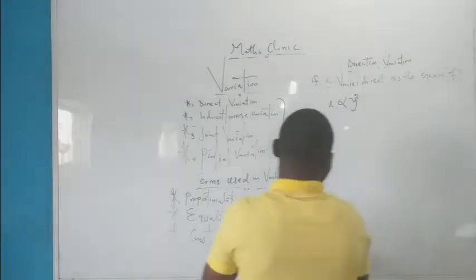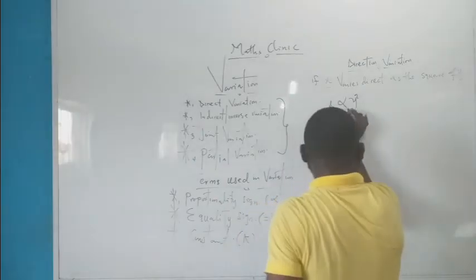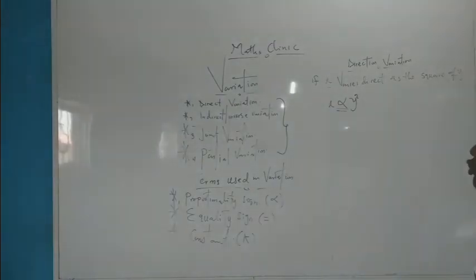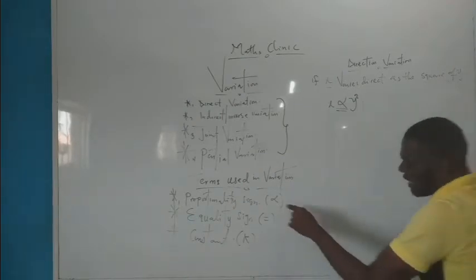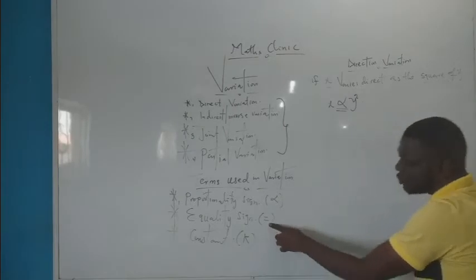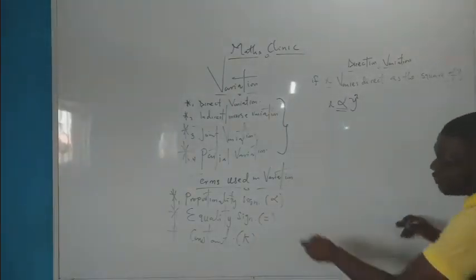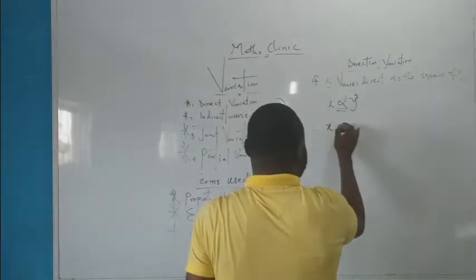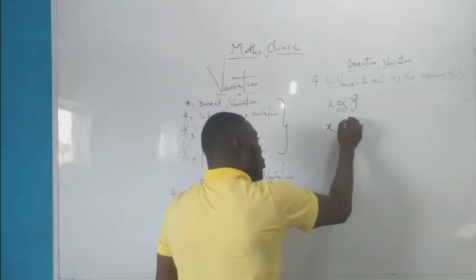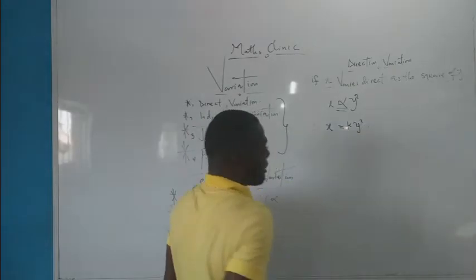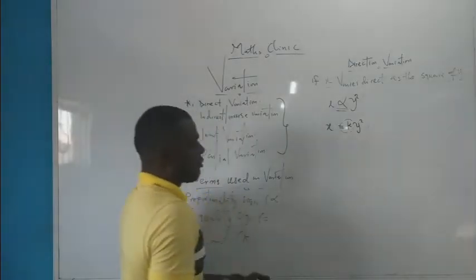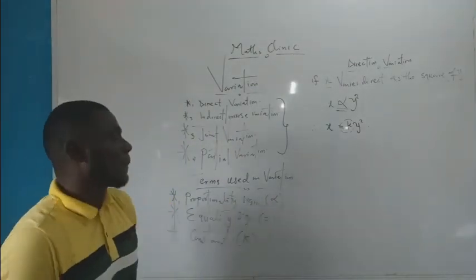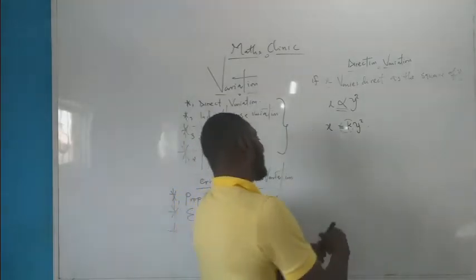Note, in order to remove the sign of proportionality, we want to have equals to a constant. So we remove this sign and therefore have x equals to, and once you have equals to, what will follow is k y squared. Adding these two, equals and k, you have mathematically removed the sign of proportionality.